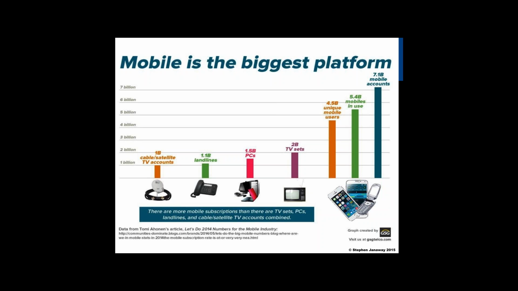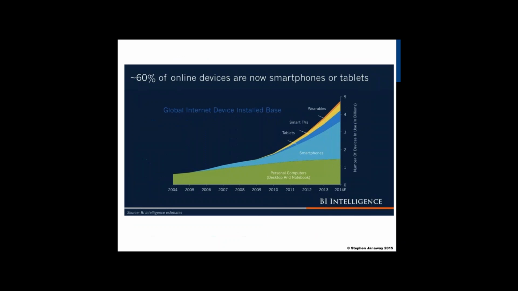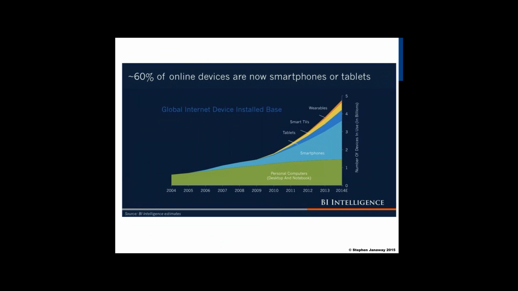That's still a huge number, and that's way, way more than, say, the number of TV sets or the number of PCs or landlines or satellite accounts. The way people watch TV is changing, for example, because of mobile. And mobiles are being used increasingly as the default way to get online as well.